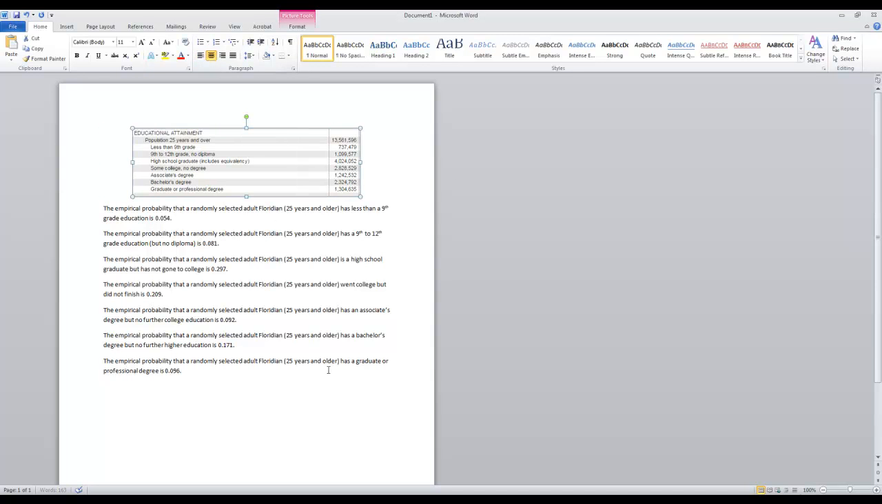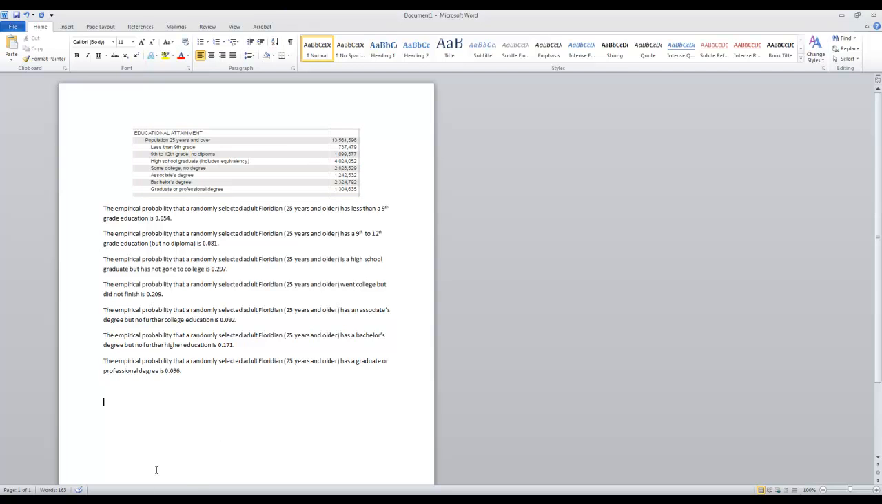So that's all you had to do for this portfolio. Again, what you can say is that if you pick a random Floridian who is 25 years or older, the probability of them having an associate's degree, but not more higher education, is 0.092. In percentage form, that's 9.2%, a 9.2% chance. But again, we want probability form, which is that decimal notation. So that is really all we have to do here.